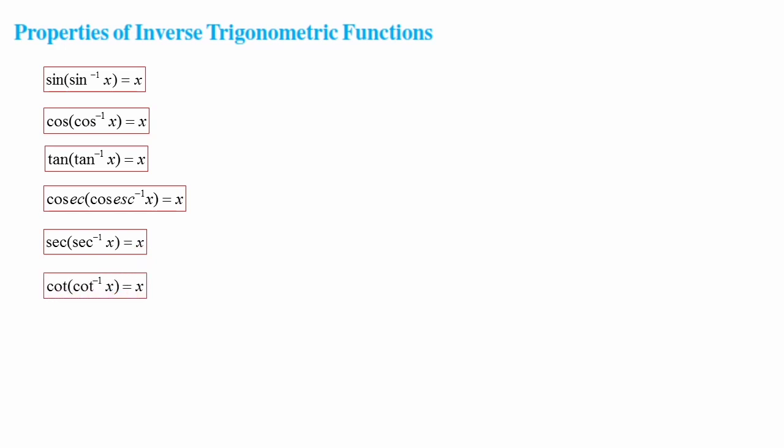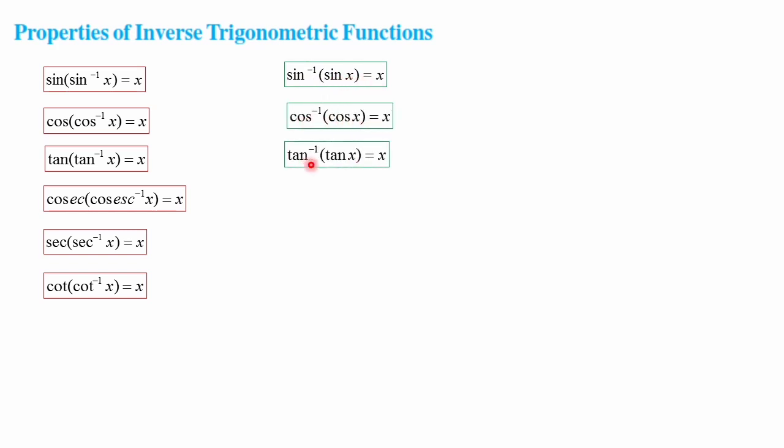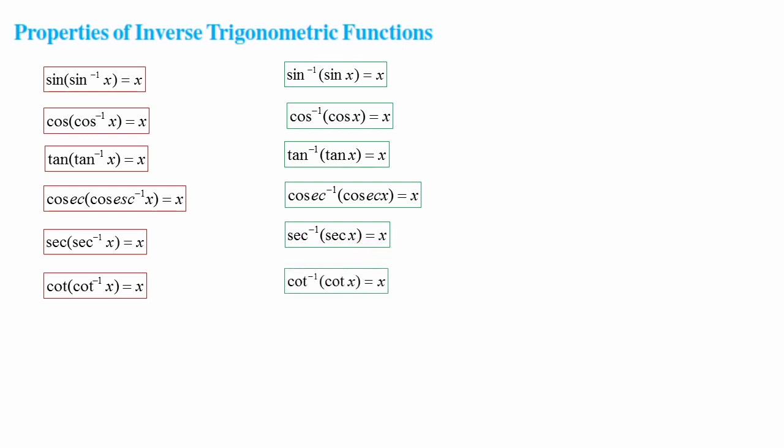Next, there is one more set of formulas, just reversing these two. That is, sin inverse of sin x is equal to x. Cos inverse of cos x is equal to x. Tan inverse of tan x is equal to x. Cosec inverse of cosec x is equal to x. Sec inverse of sec x is equal to x. And cot inverse of cot x is equal to x. These are the formulas we are going to use for today's calculation.